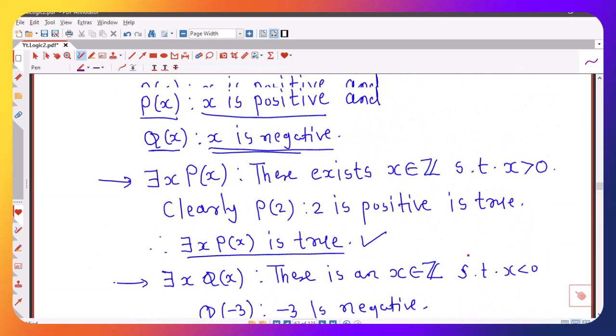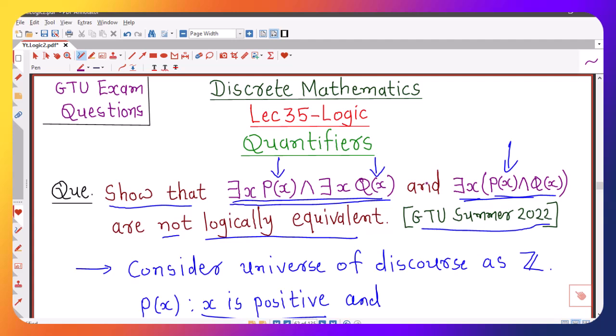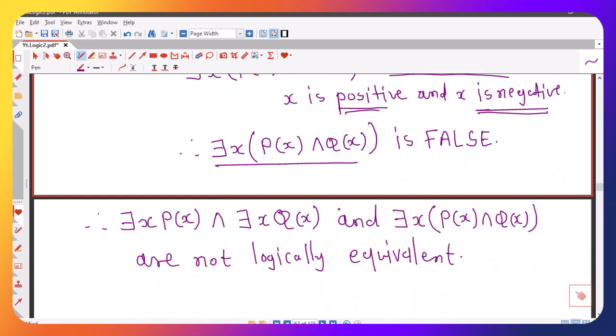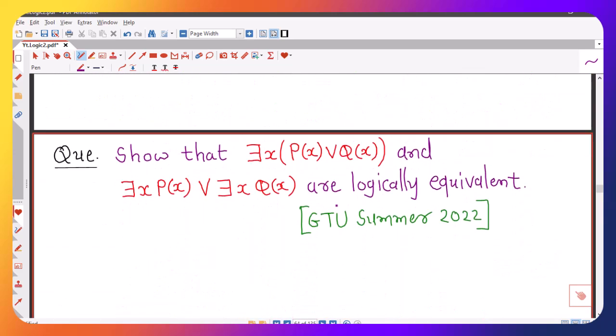Here they have asked to prove that these two are not logically equivalent, and we have obtained particular statement functions px and qx with the domain as the set of integers such that these two have different truth values. This has truth value T and this has truth value F, therefore they are not logically equivalent. Two propositions are logically equivalent if they have the same truth value. We consider another question which was asked in the GTU Summer 2022 exam.